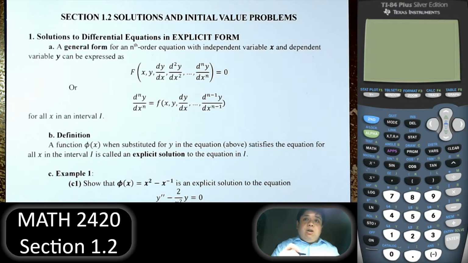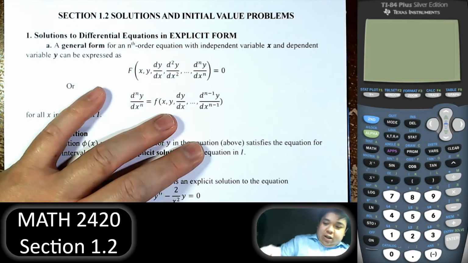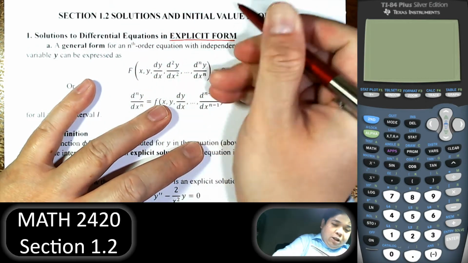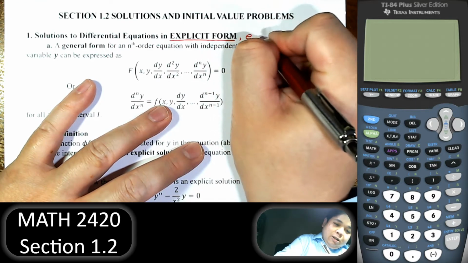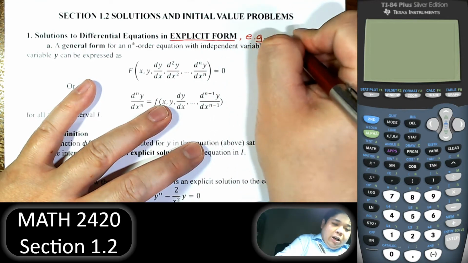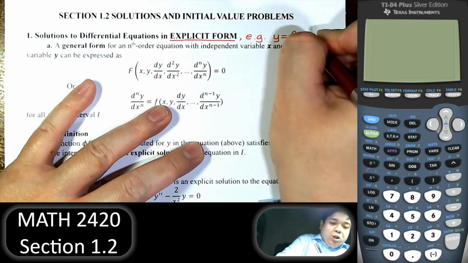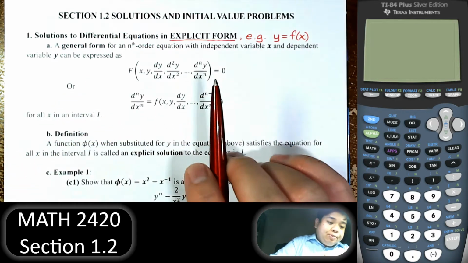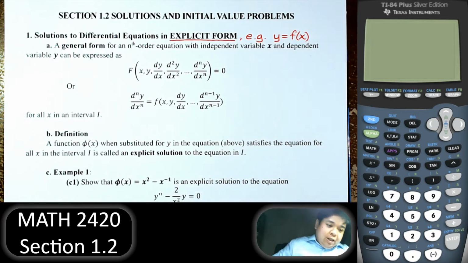Now we focus on the explicit form, meaning y is equal to something of x, for example. So explicit form is going to be something like y as a function of x. So the solution is going to be a function of the independent variable. Right. Now, the differential equation.